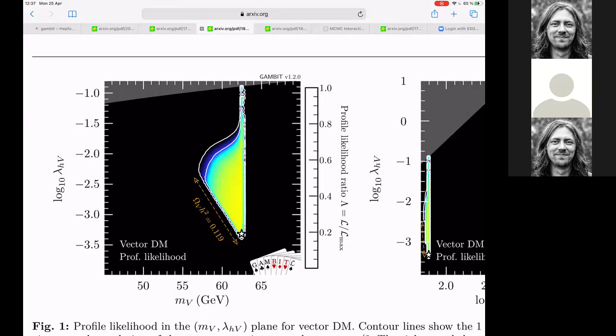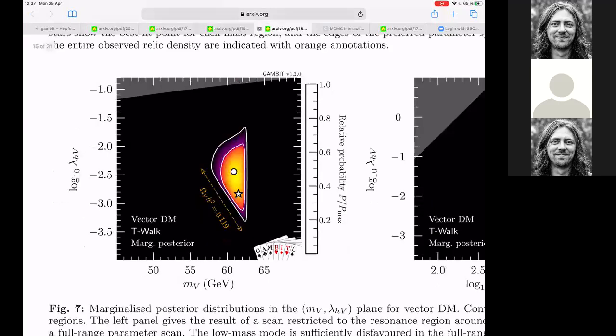But contrast this to this plot, which is a Bayesian posterior. So this is the same analysis, but now a Bayesian analysis, and what you're seeing is the Bayesian posterior. And now you're seeing that that vertical strip is gone.